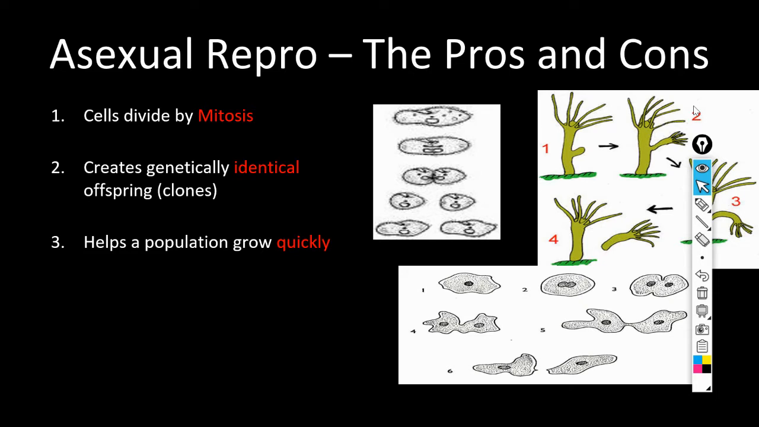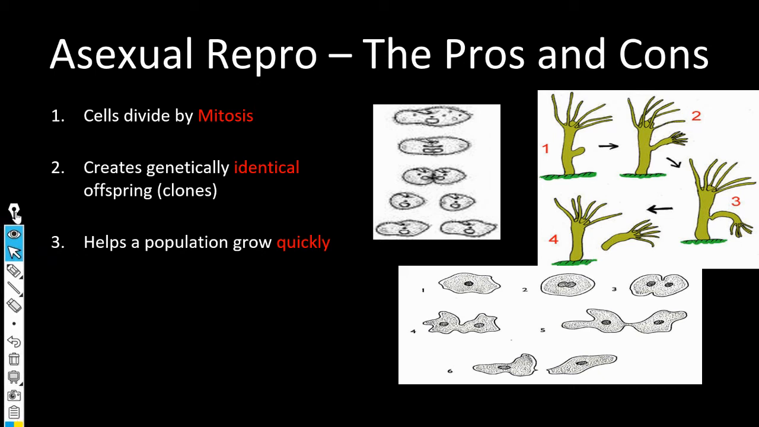Just like with everything, there are pros and cons to any process. And so asexual reproduction is no different. It has pros and it also has cons. The cells divide by mitosis, and that's the process that we have looked at, where you have prophase and metaphase and anaphase and telophase.